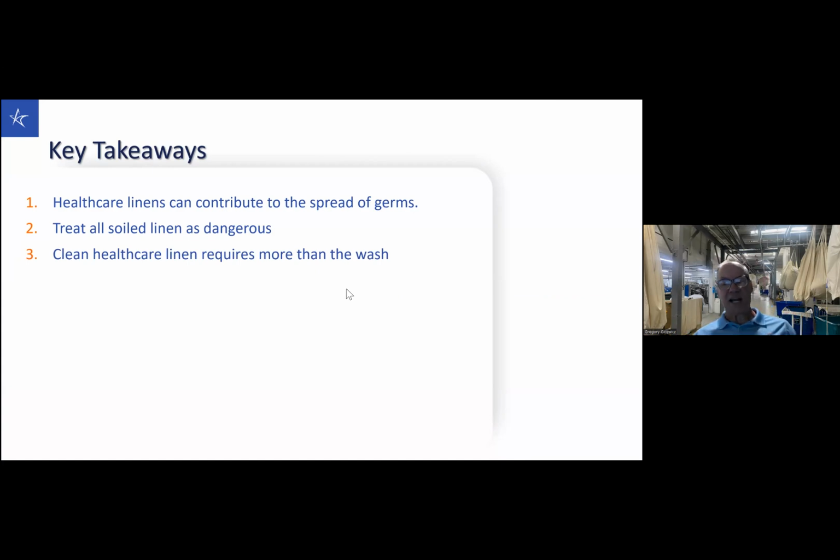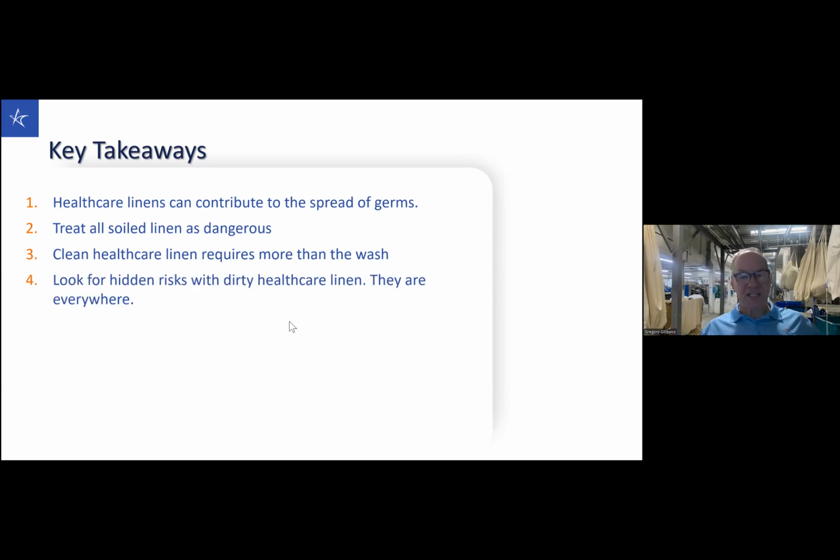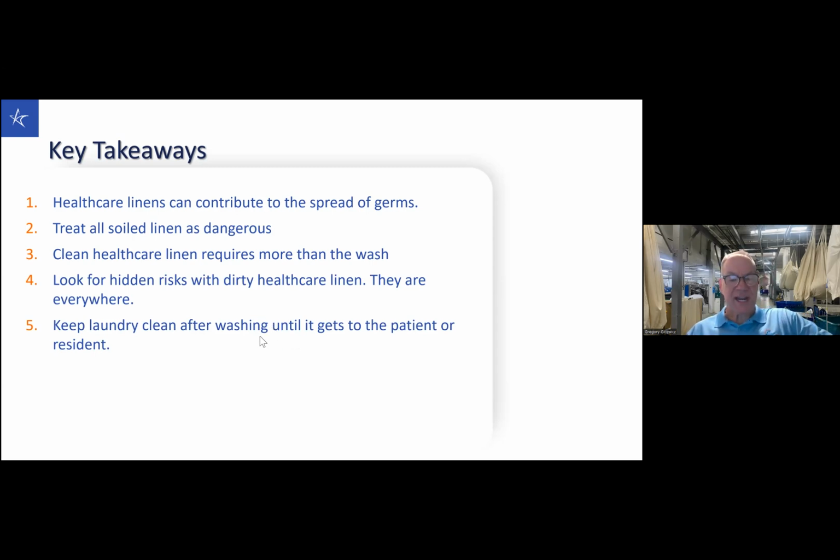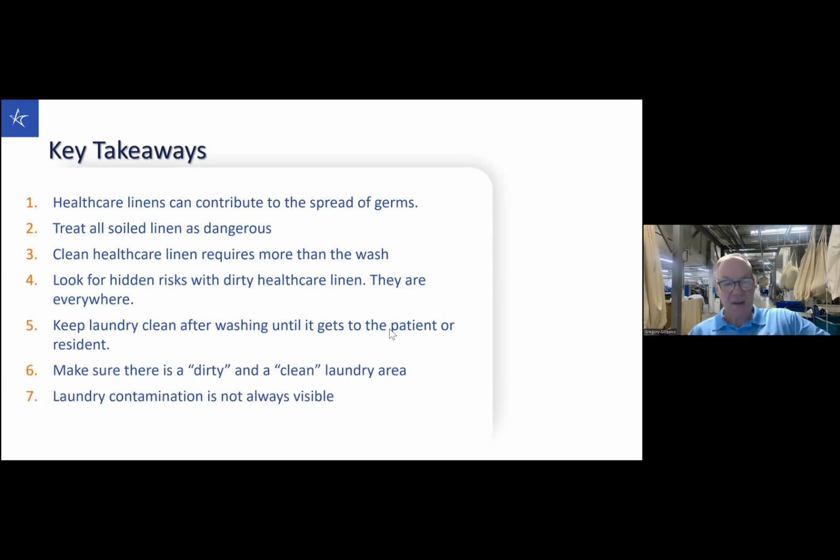So, we need to wash it and get it clean, but we need to protect it after the wash. And there's a lot of steps there. Look for hidden risks with dirty healthcare linen. They're everywhere. Hopefully, I've pointed out a couple. Keep laundry clean after washing it until it gets to the patient or resident. Keep it clean, protect it, protect surfaces, protect air, protect hands, protect uniforms, and then make sure there's a dirty and a clean laundry area through functional separation practices.